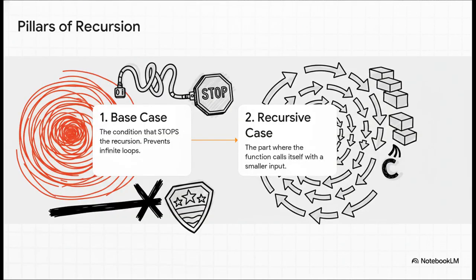Every single recursive function you will ever see is built on these two parts. You've got the recursive case, that's the part that does the self-calling, usually with a slightly smaller problem each time. But honestly, the real hero here, the most important part, is the base case. Think of it like the emergency brake. It's the condition that finally tells the function stop, and without it, you're headed for disaster.